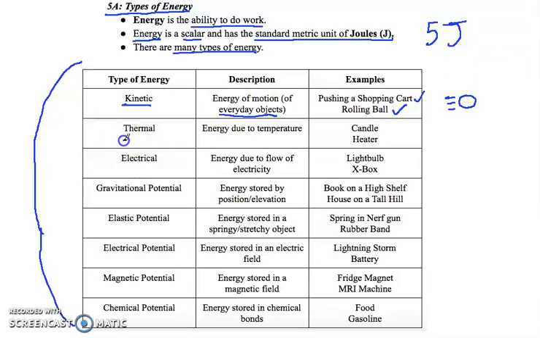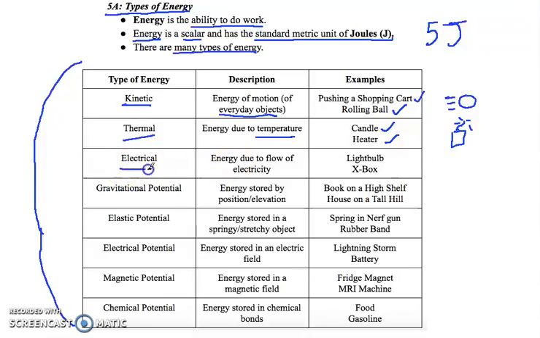The next type of energy would be thermal. That's energy due to temperature. So again, a candle, a heater, right? Both of those give off heat. They both have an elevated temperature. They're both going to have thermal energy.